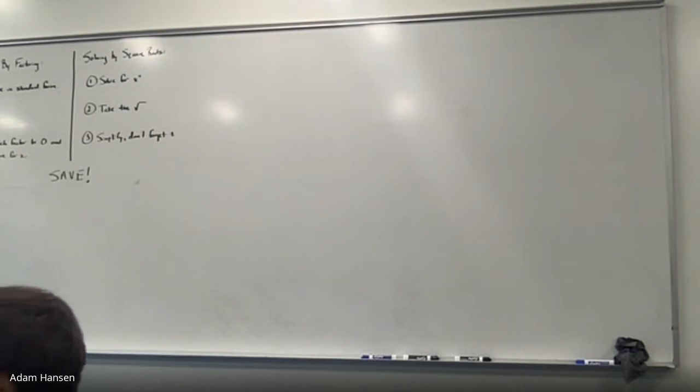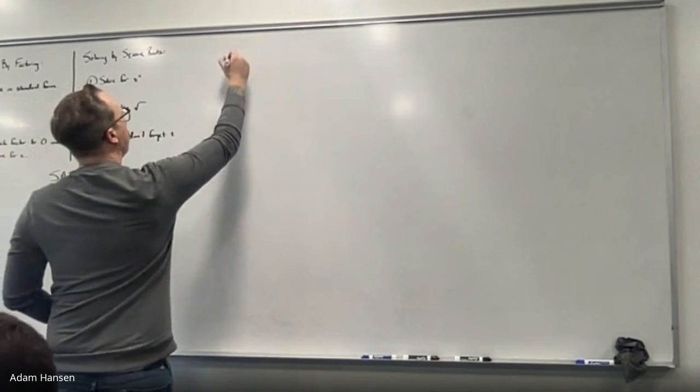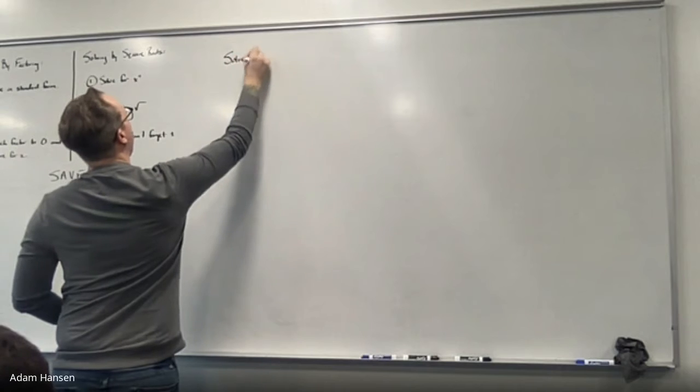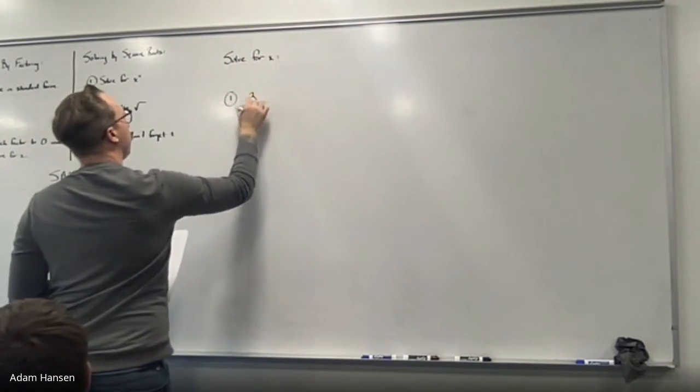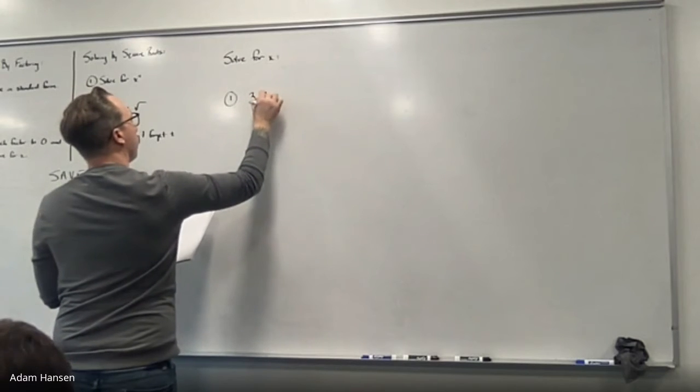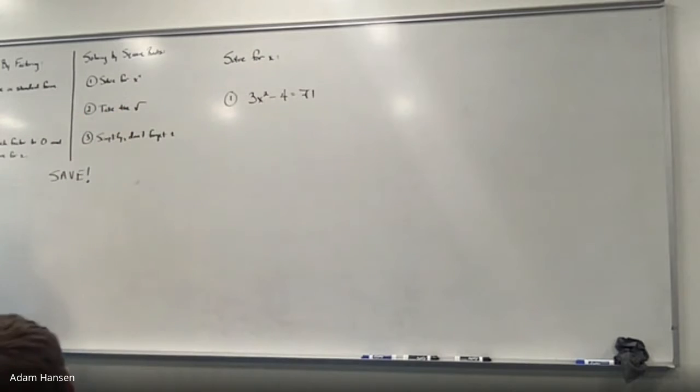Step 1, solve for x squared. Then take the radical, simplify, don't forget the plus or minus. So let's just try a couple of these. x squared minus 4 equal to 71. We're going to follow that three-step process where we solve for x squared, take the radicals, simplify for our final answer.